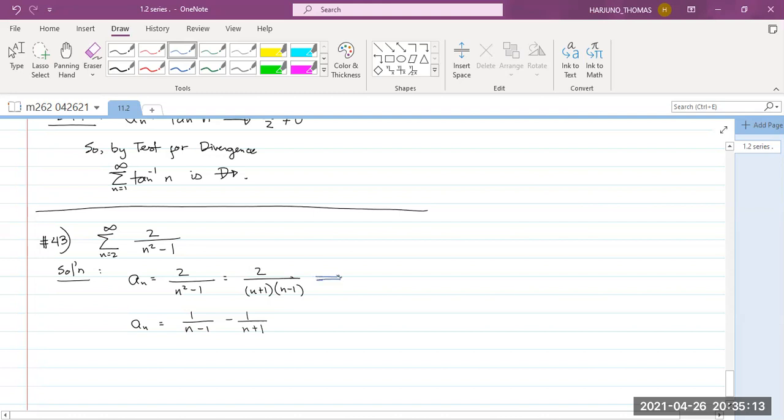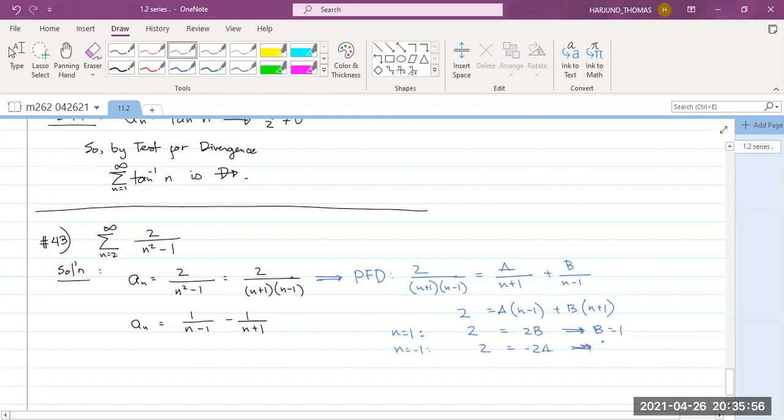We will do partial fraction decomposition, okay? 2 over n plus 1, n minus 1 will be something over n plus 1 plus something over n minus 1. Multiply both sides by the LCD. And set n equals 1, I will get 2 equals 2b. So b is 1. When n equals negative 1, it'll be negative 2a, so a is negative 1. So 2 over n plus 1, n minus 1 will be negative 1 over n plus 1 plus 1 over n minus 1. Okay, which is this guy here.